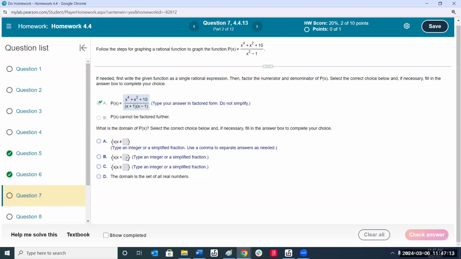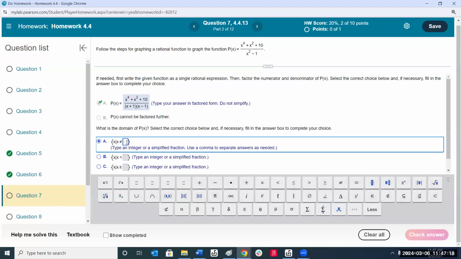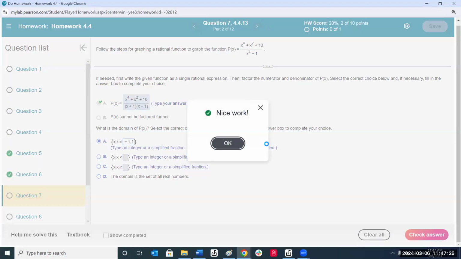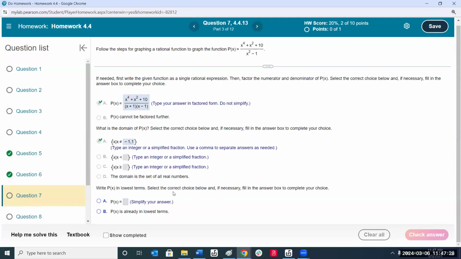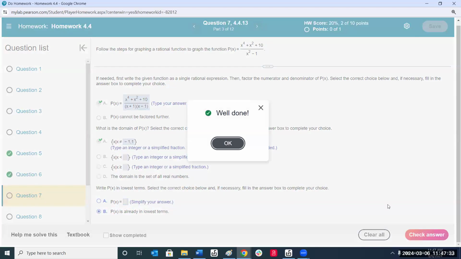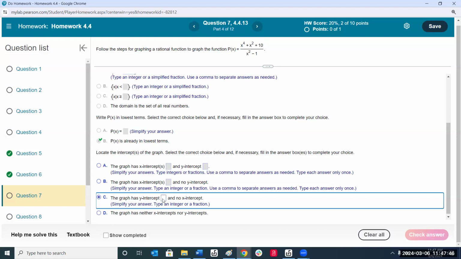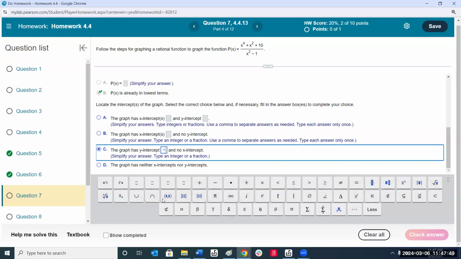Okay, so the domain is, it cannot equal -1 or 1. Those are my vertical asymptotes. It's already in lowest terms. Locate the intercepts. There are no x-intercepts. Well, there's a y-intercept. It is at -10.